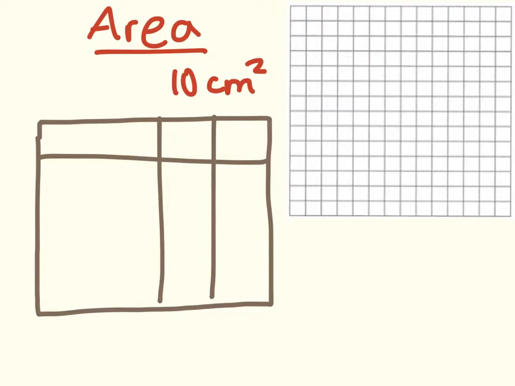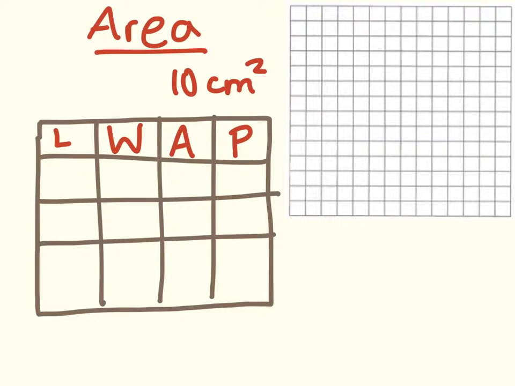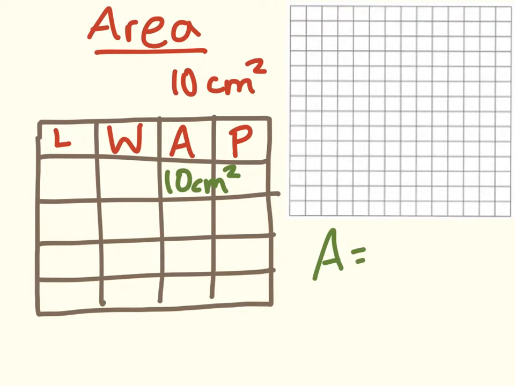I'm going to make space for four things, which are my length, my width, my area, and my perimeter. We're not worried about perimeter right now, but we still leave space in the table for it. Alright, so let's say that we're given the area. The area is 10 centimeters squared. Remember that centimeters squared. The squared symbol is important with area. Well, if you remember our formula for area, it's length times width. So, length times width has to equal 10.